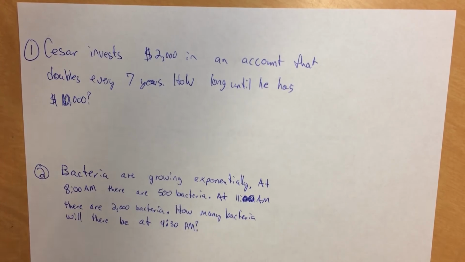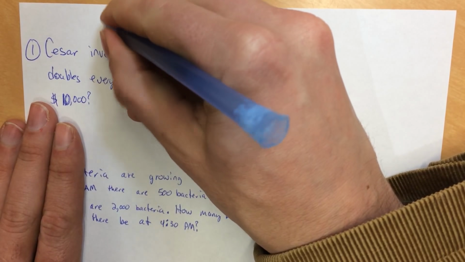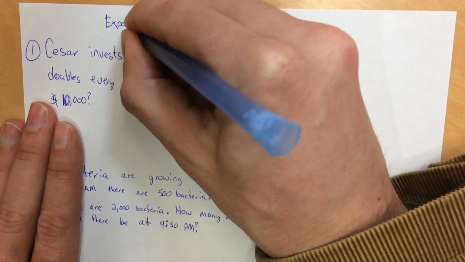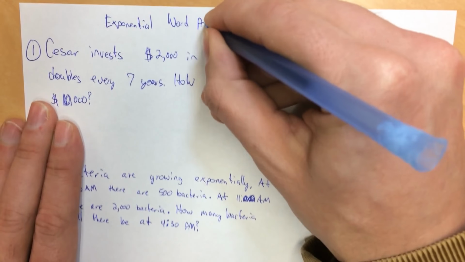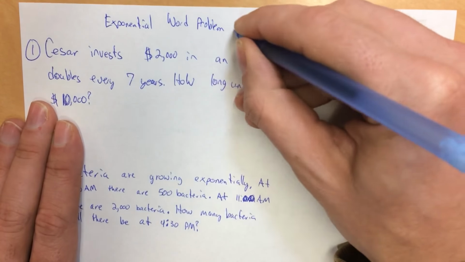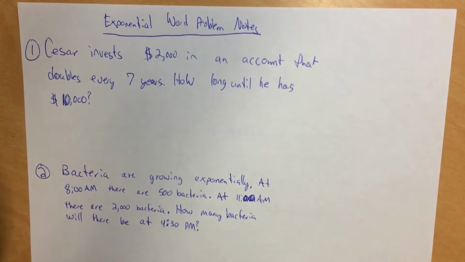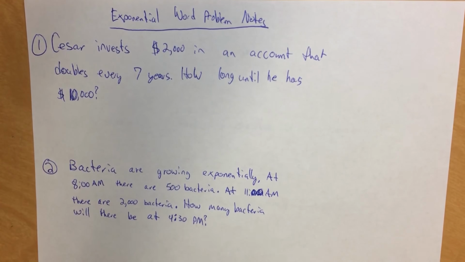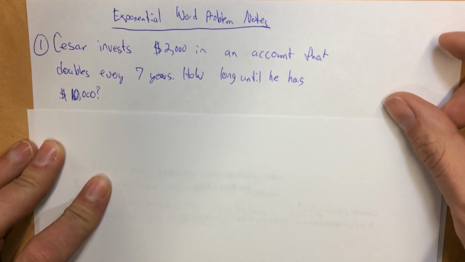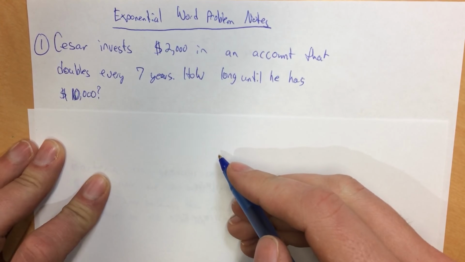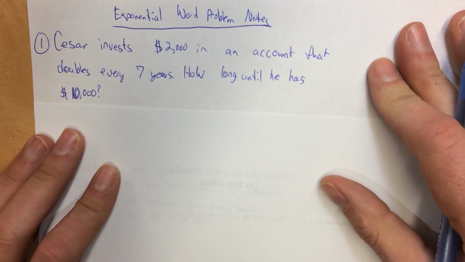So what you're going to do today is open your notebook and write at the top, exponential word problem notes. And what you're going to start by doing is writing down the first problem. So pause the video, write down this first problem, and then unpause the video and we'll work through it together.